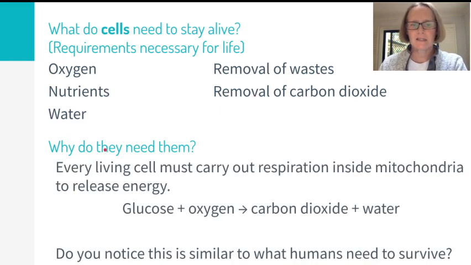Why do they need these things? So that they can carry out respiration. So inside the mitochondria, they release energy. So glucose from their food combines with oxygen to release carbon dioxide, water, and energy. Surely you should be thinking that this looks very similar, if not identical, to what humans need to survive. And that makes sense because humans are made up of building blocks called cells.